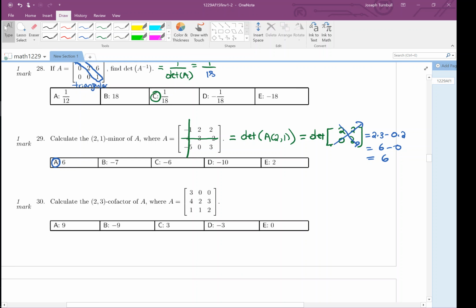Now, cofactors are a little bit different. There's an extra piece in front. It's the minor multiplied by negative 1 to the power of 2 plus 3. So negative 1 to the power of 2 plus 3 times the determinant of the submatrix A23. So cross out row 2, and this time column 3. So we have negative 1 to the 2 plus 3, so negative 1 to the 5, multiplied by a different 2 by 2 determinant. We're going to have 3, 0, 1, 1.